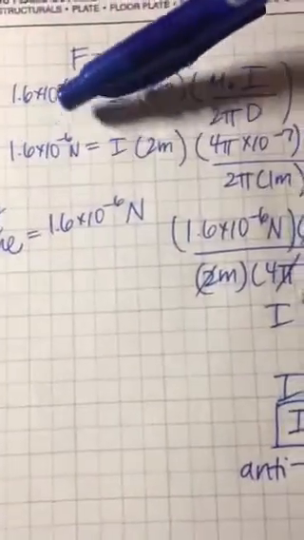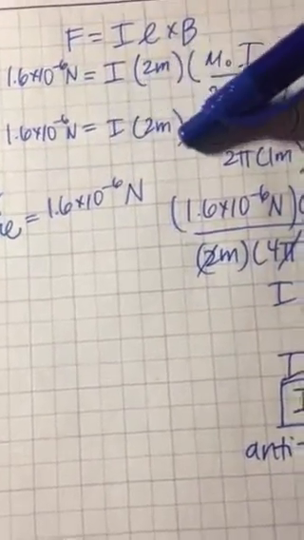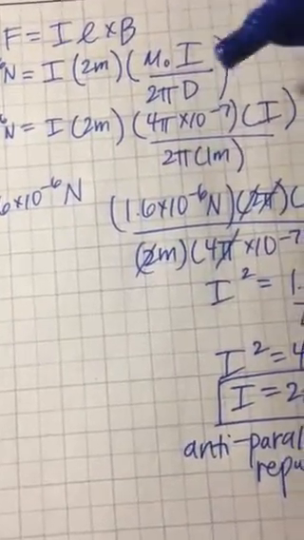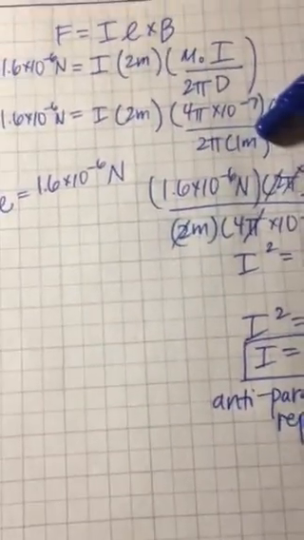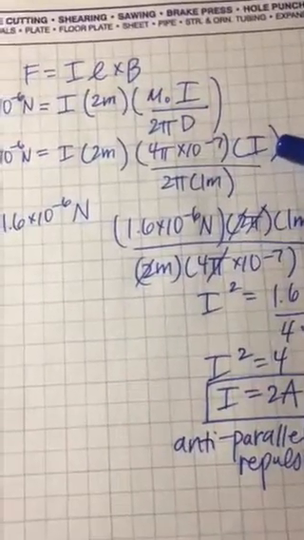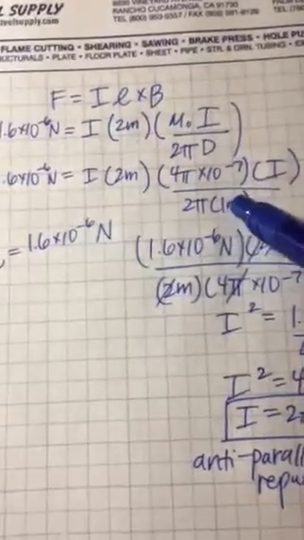So if we plug all of this stuff in, it's 1.6 times 10 to the negative 6 newtons equals I times 2 meters times 4 pi times 10 to the negative 7th, which is this constant, times our current, over 2 pi times 1 meter. So then all we do now is just isolate these I's. So we have I squared on one side of the equation. We're just moving this to the left and we're just dividing this.